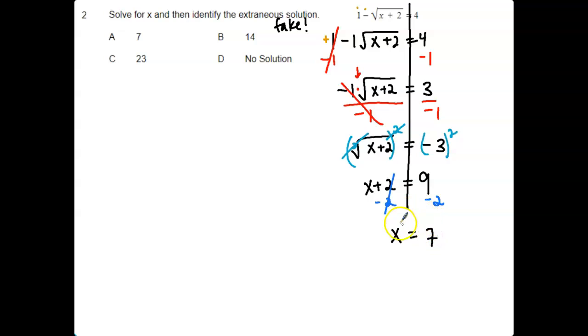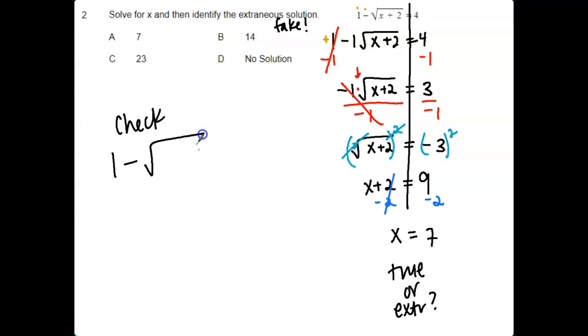So we need to solve for x and then identify the extraneous solution. So we need to see if this is true or extraneous. We're going to check that by substituting it. So 1 minus the square root, instead of an x, this would be 7 plus 2 is equal to 4.